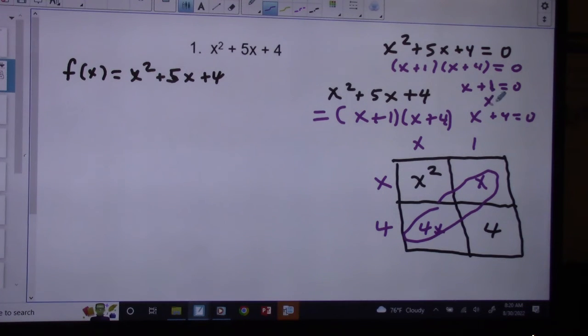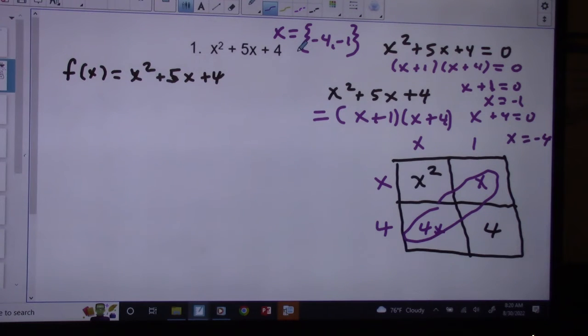X is equal to -1, and x is equal to -4. Okay? So we've used that to solve. So these are the solutions. We'd say x is equal to, in set notation, -4, comma, -1. And so those are the solutions. So that's one reason we would use factoring to make solving quadratic equations easier.